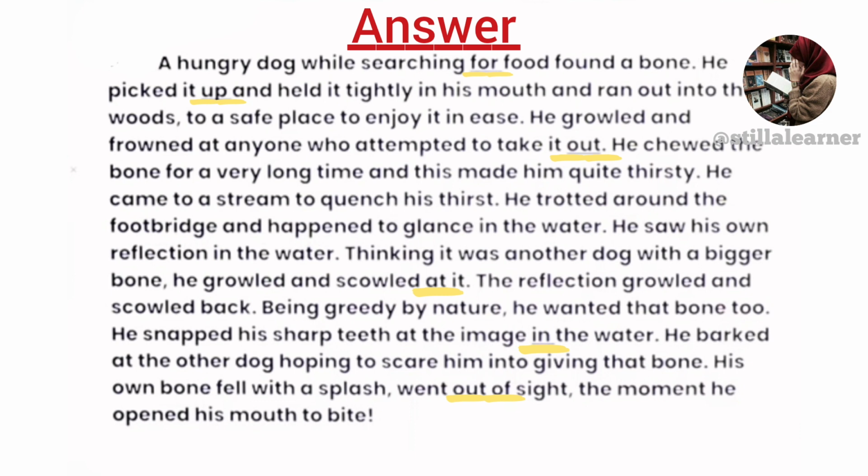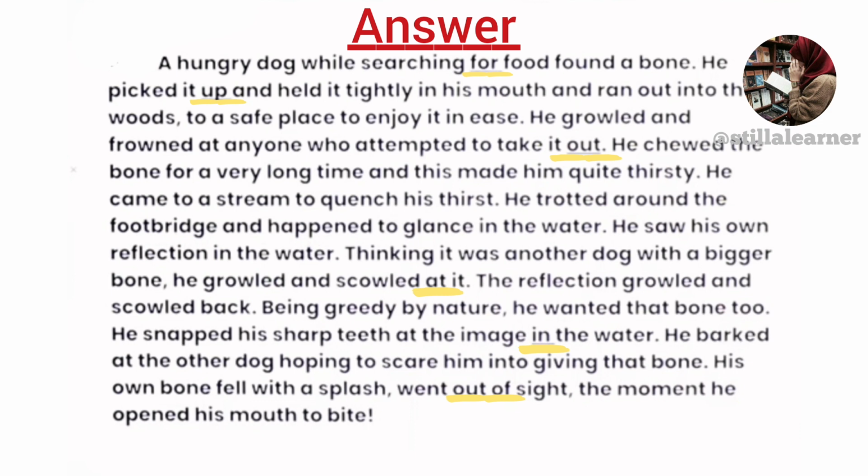A hungry dog while searching for food found a bone. He picked it up and held it tightly in his mouth and ran out into the woods to a safe place to enjoy it in ease. He growled and frowned at anyone who attempted to take it out. He chewed the bone for a very long time and this made him quite thirsty. He came to a stream to quench his thirst. He tottered around the footbridge and happened to glance in the water. He saw his own reflection in the water.